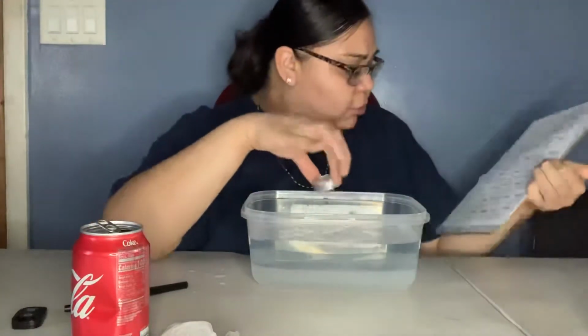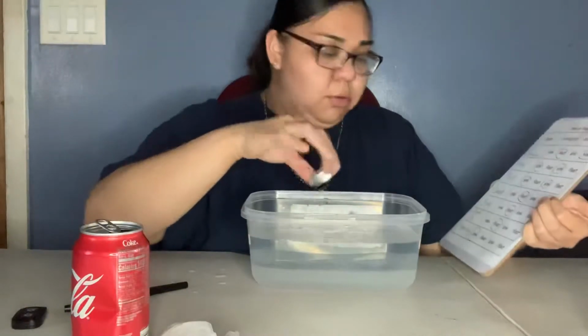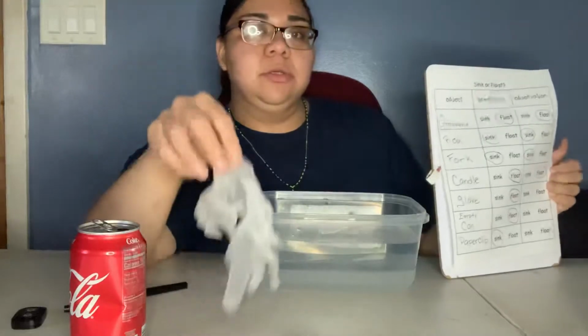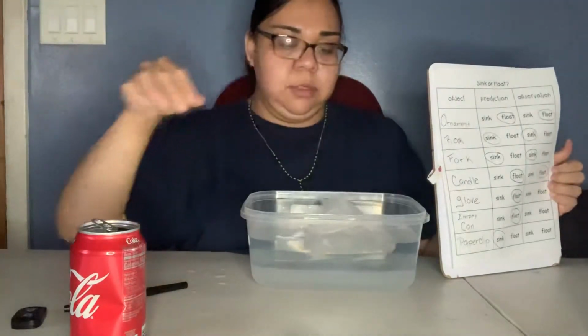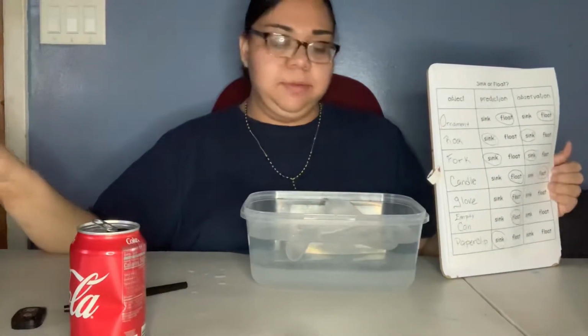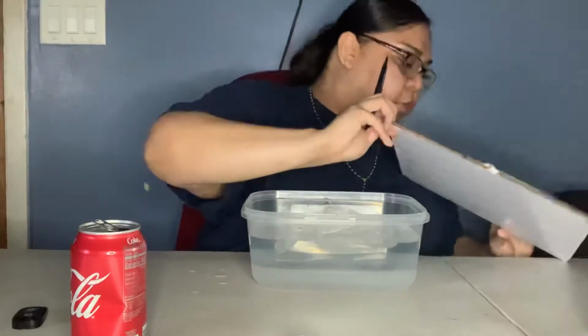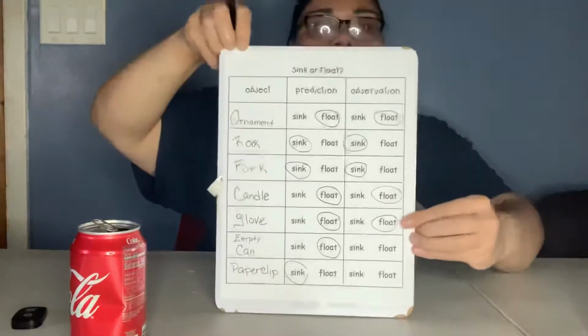Okay, and our next one is a glove. My prediction was it would float. Now let's see what happens. Yep, it's floating. So we would circle float. Float.